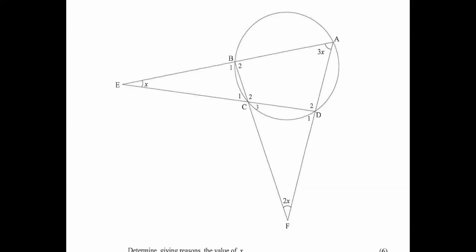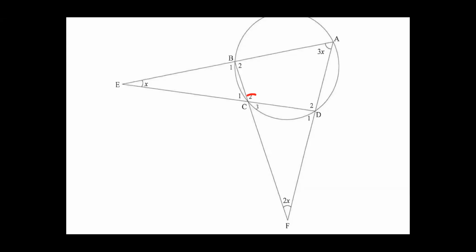So I started by saying C3 is equal to 3x, exterior angles of a cyclic quad. Okay, let me write it out. Angle C3, yes. And then I said D1 is equal to 180 minus 5x, in brackets.